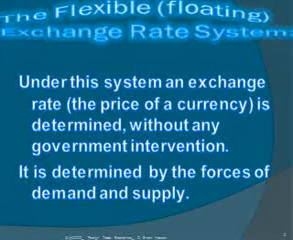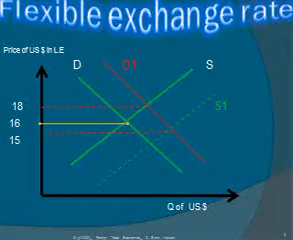The other important system for the foreign exchange rate systems is the flexible or floating exchange rate system. Under this system, an exchange rate, which means the price of a currency, is determined without any government intervention. It's determined by the forces of demand and supply, and it's a very important exchange rate system. Now we are going to explain the flexible or floating exchange rate system using the graph.